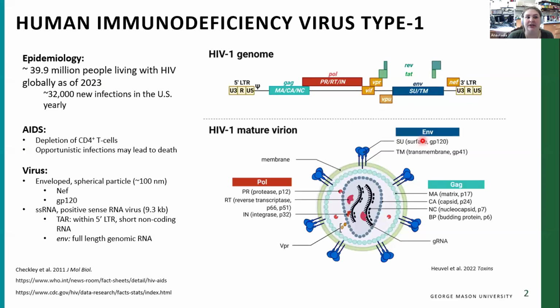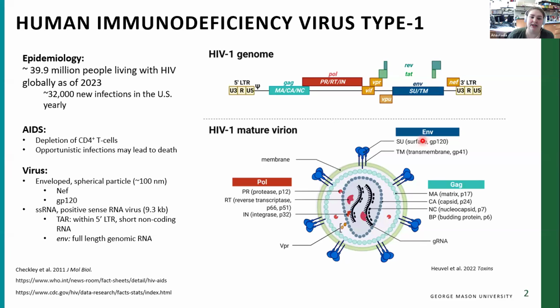I don't really have to belabor this too much. I know this is an HIV heavy group, but of course HIV, or human immunodeficiency virus, is a worldwide epidemic that's still impacting around 40 million people within the world. And we're getting around 32,000 new infections, at least in the US yearly. So still something that is continuing to be a problem. And of course, left untreated, it leads to acquired immunodeficiency syndrome, or AIDS, which is characterized by the depletion of CD4 T cells. And this allows for opportunistic infections that can ultimately lead to death.